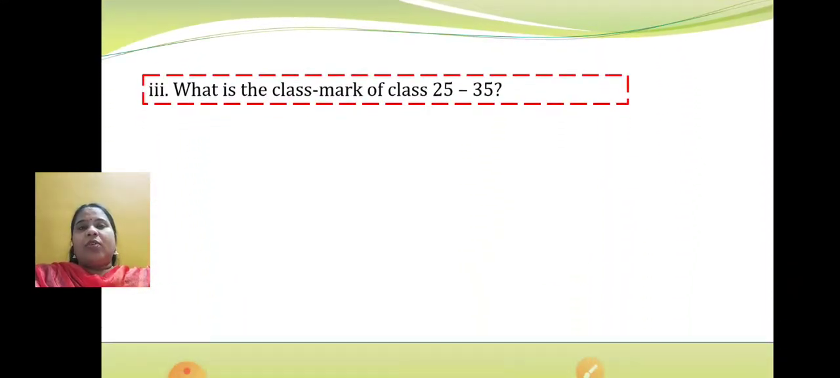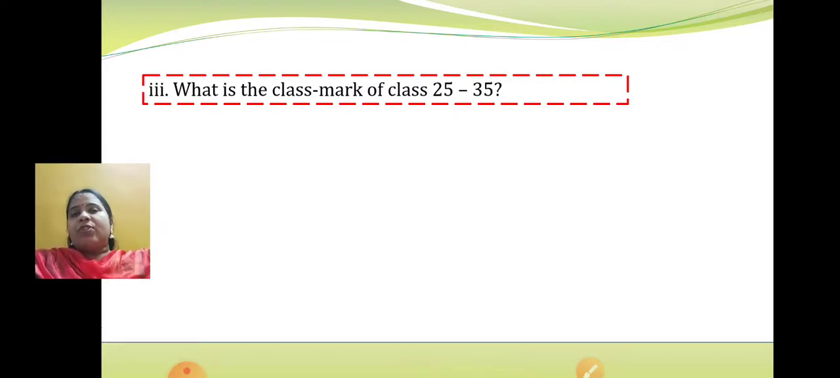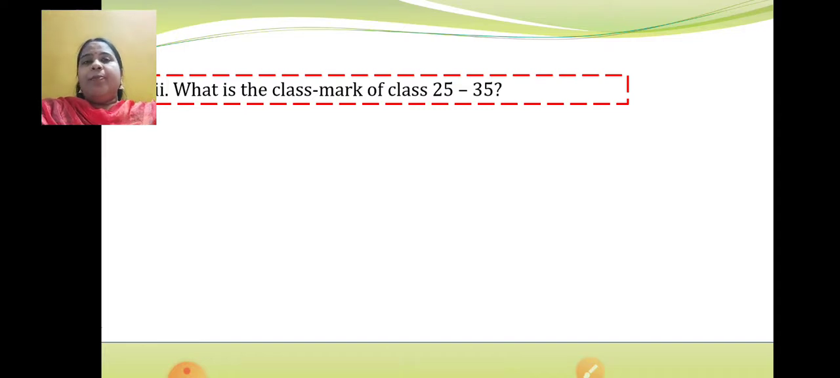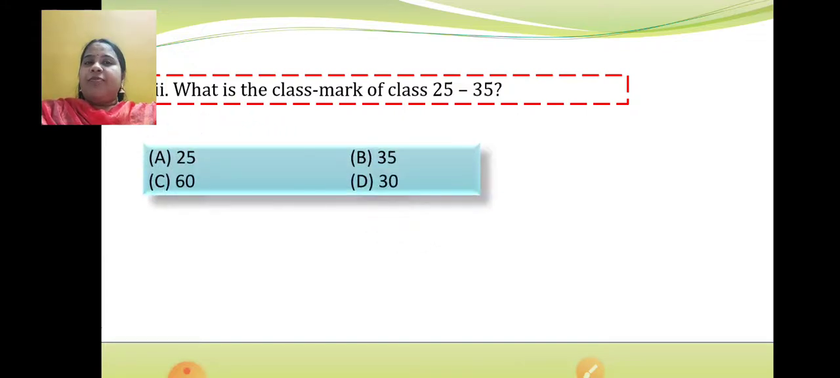The third one. What is the class mark of the class 25 to 35? Now, class mark, I have given you the formula for this. What was the formula? Upper limit plus lower limit upon 2. We have to take the average, right? The options are 25, 35, 60 and 30. So these are the 4 options. Which is the class mark of the class 25 to 35?